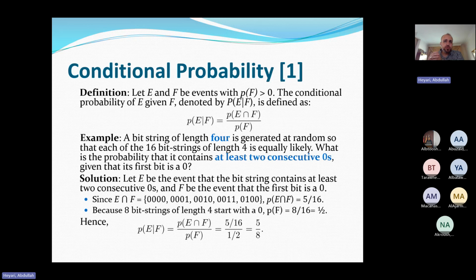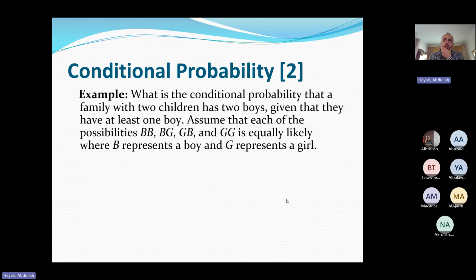Well, this is best understood by an example. Let's consider this example first. What's the conditional probability that a family with 2 children has 2 boys, given that they have at least 1 boy? So given the fact that they have at least 1 boy, this would narrow down my search space.